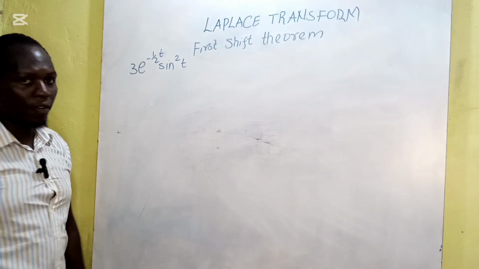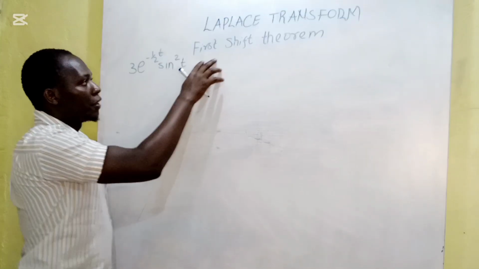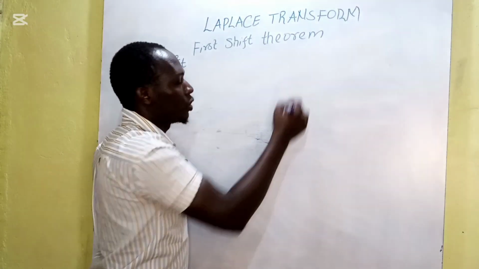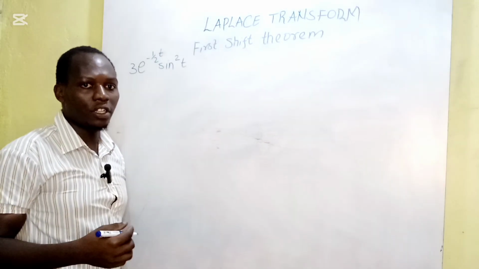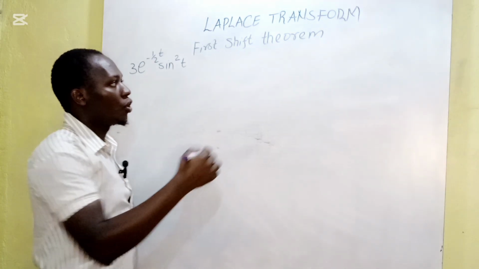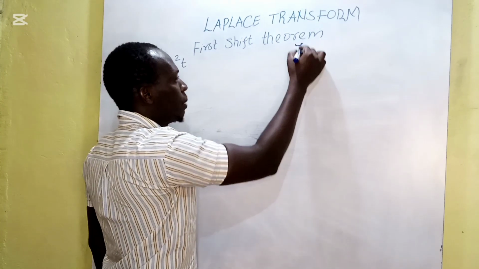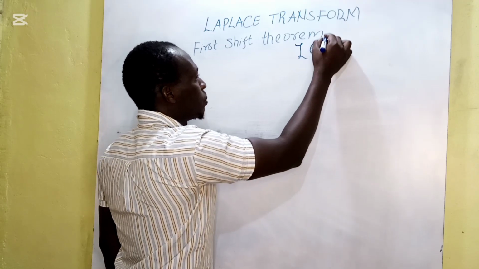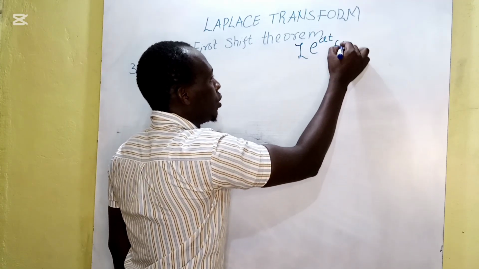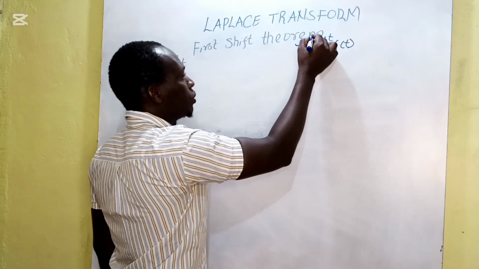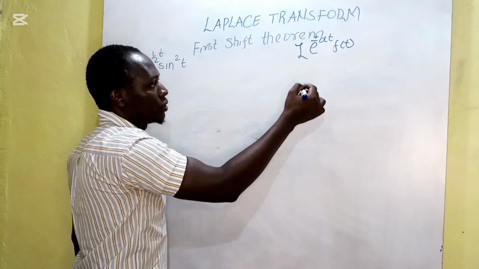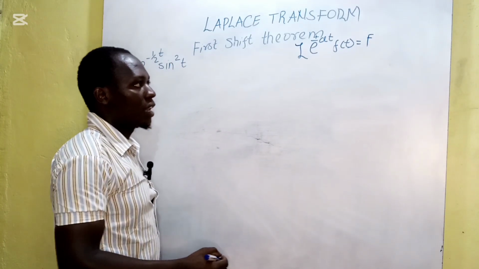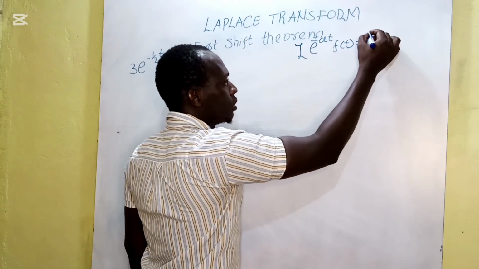When you've been given a function like this one, in the first shift theorem we understand that it always takes this kind of form: the Laplace transform of our function, exponential at, we multiply by our function f of t.